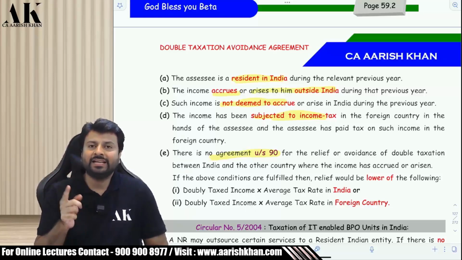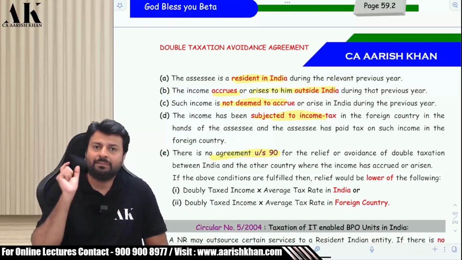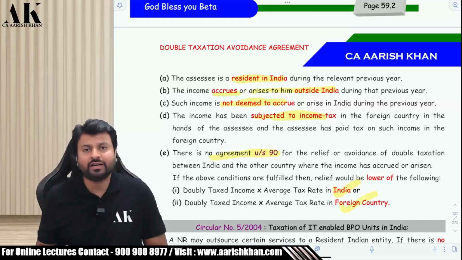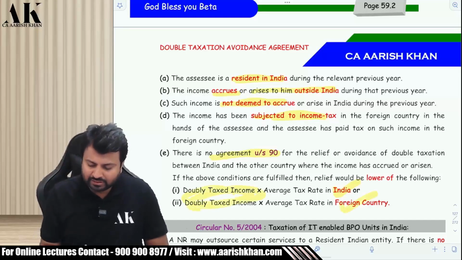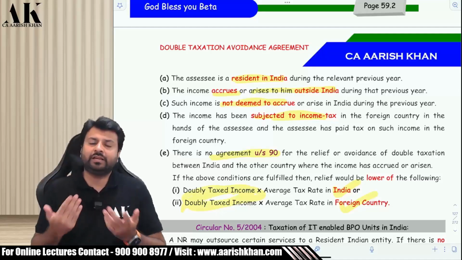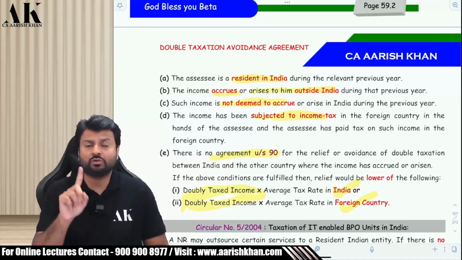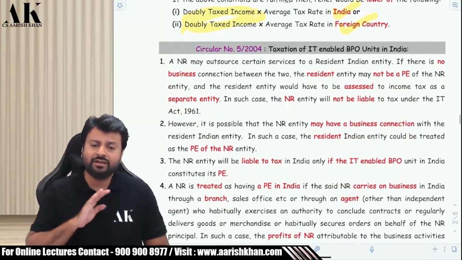Once that is selected, then you apply it on the doubly taxed income. Whatever is the doubly taxed income, apply whichever is the lower rate, the average tax rate in India or the average tax rate in the foreign country. That much will be the relief which will be given under section 91. You have to do the question of Mr. Kamesh from our question bank, which is a very, very important and a very beautiful question.